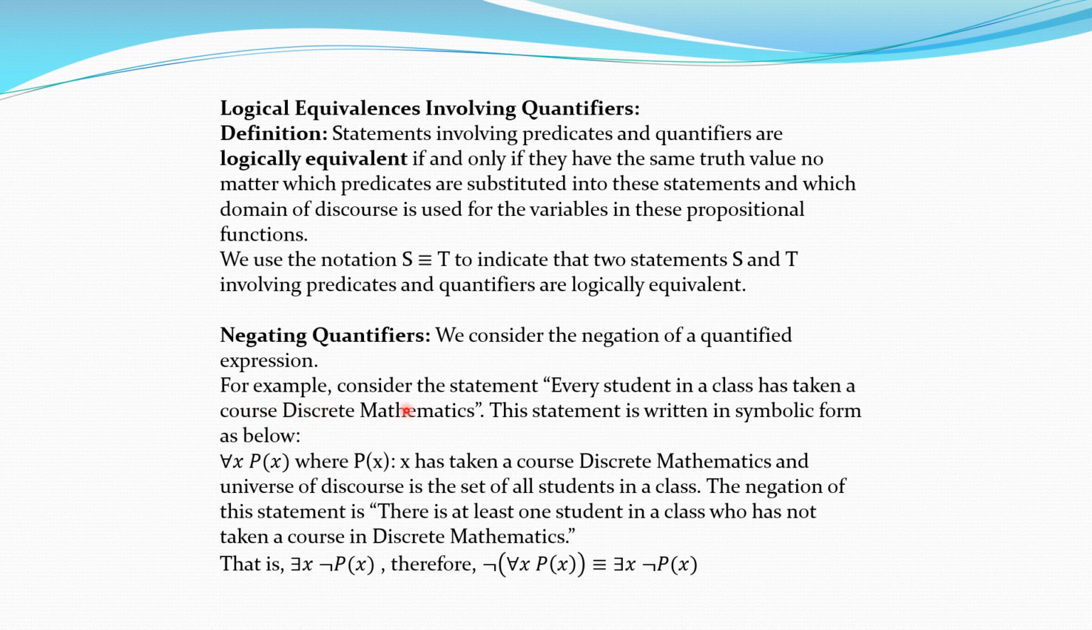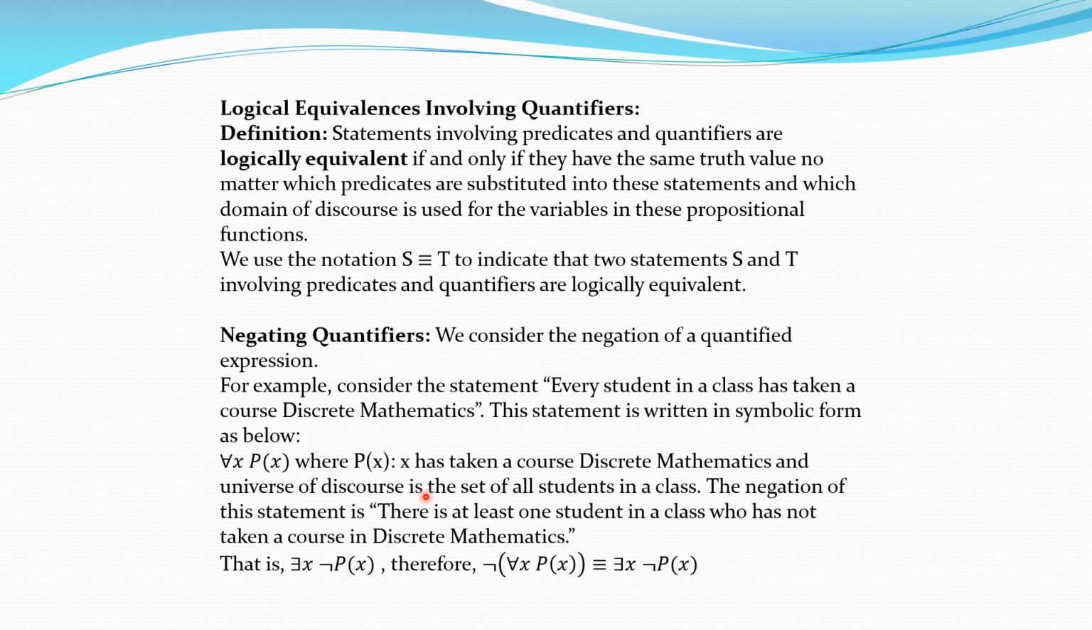For example, consider the statement every student in a class has taken a course discrete mathematics. This statement is written in symbolic form as for all x P(x). Now here we are considering all students in a class. So domain is nothing but all students in a class. And for every student, the subject is he has taken a course discrete mathematics. So here P(x) as a predicate is x has taken a course discrete mathematics. And universe of discourse is the set of all students in a class.